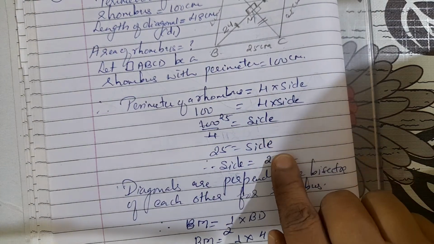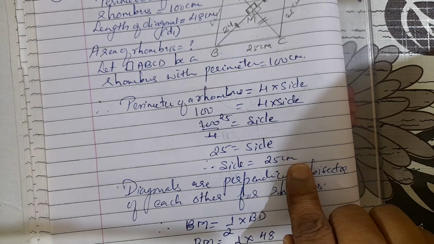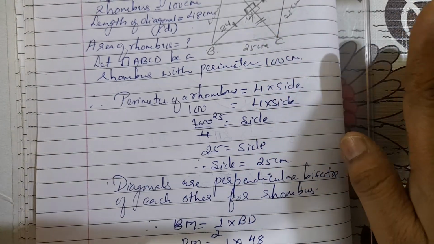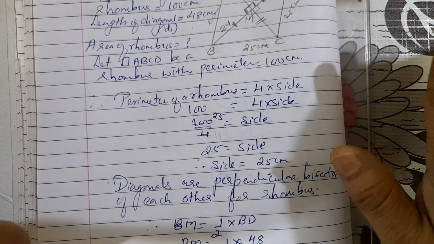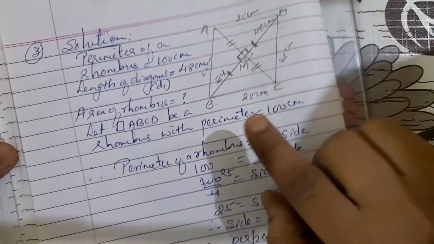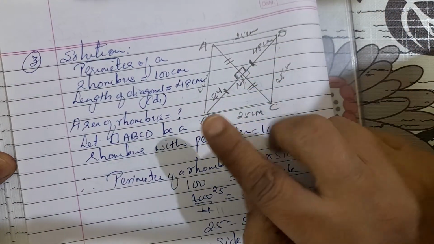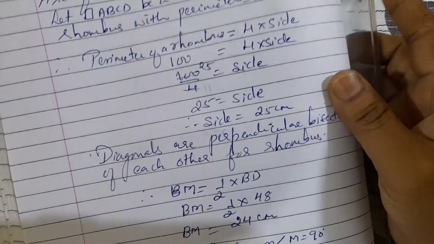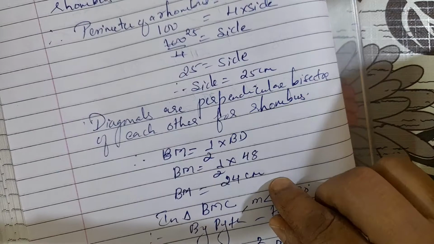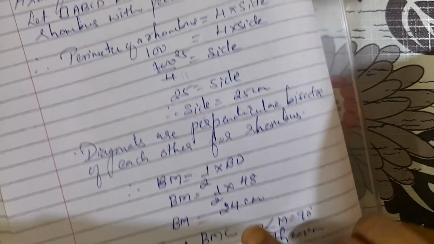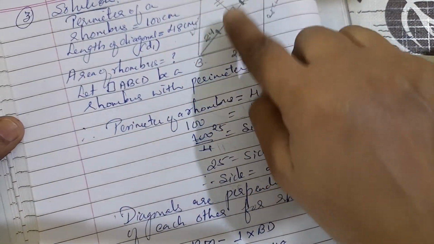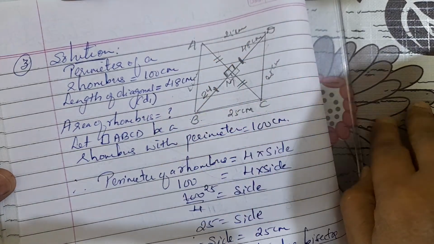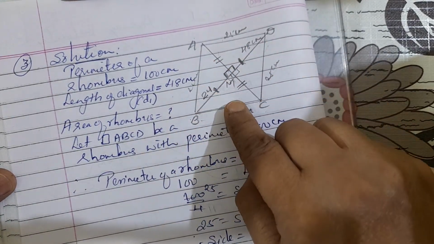From this we are getting the measure of one side. After getting the measure of one side, we know that the diagonals of a rhombus are perpendicular bisectors of each other. Therefore, one diagonal is 48, so half will be 24 and this will be 24. But we have already shown this by calculations. Now we take any one triangle, because all four triangles here are right angled, so you can take any one, but we start with this one.